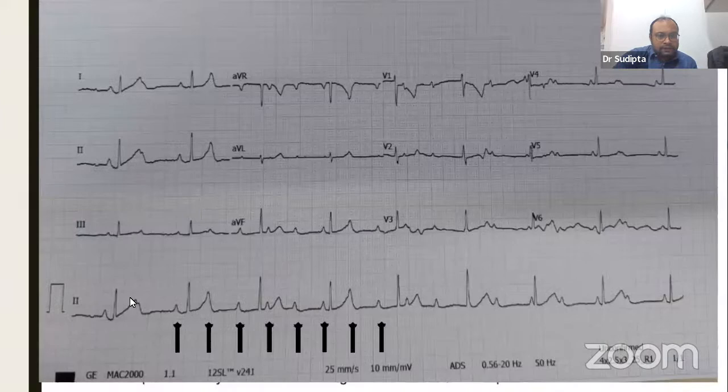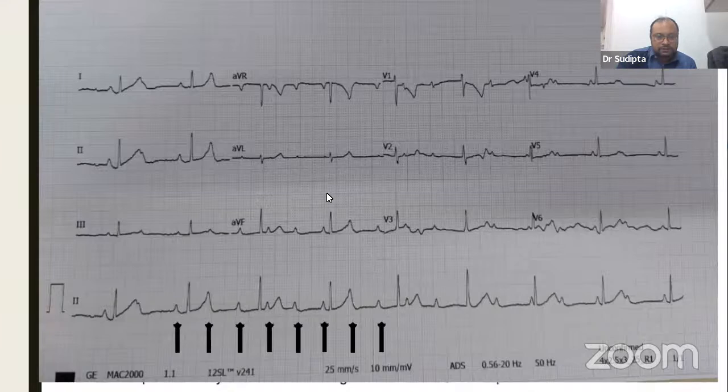So here, this is a complete AV block. As you can see, these are the P waves. The arrows mark the P waves and the QRS. The RR interval is more or less regular, and the PP interval is also more or less regular. However, the PR intervals are continuously varying, and the number of P waves is more than the number of QRS complexes.